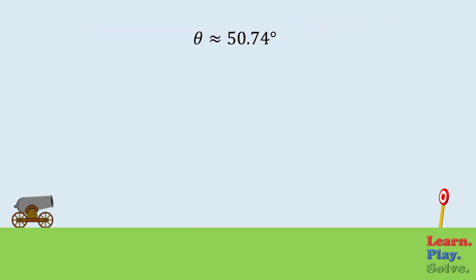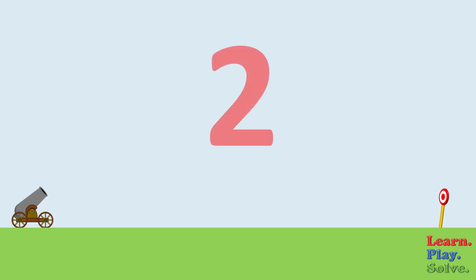So let's try the bigger angle. We'll position the cannon at 50.74 degrees to see if our calculations are correct. So here we go. 3, 2, 1.